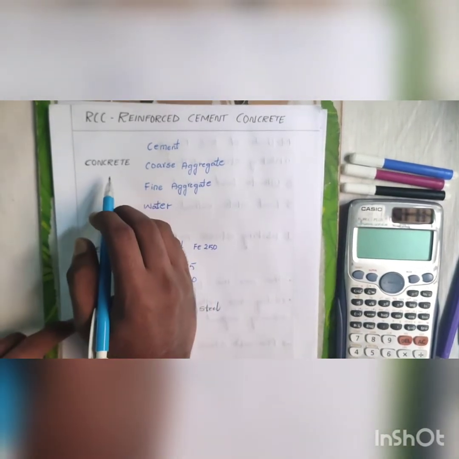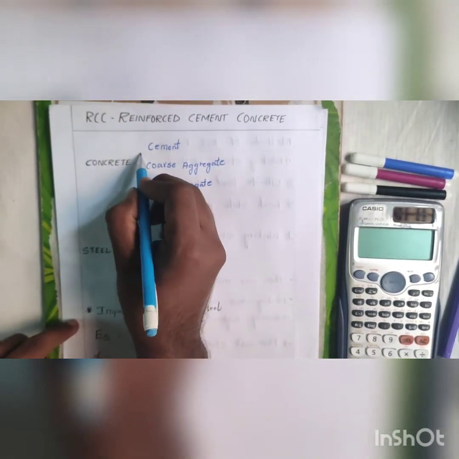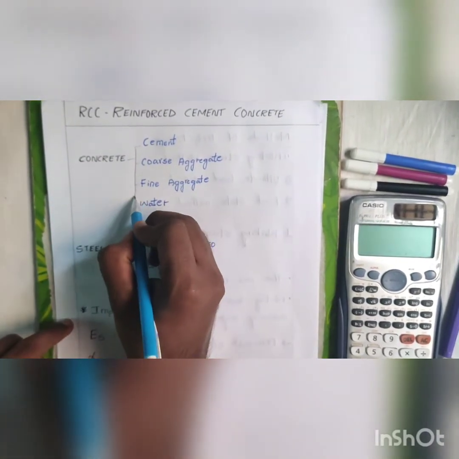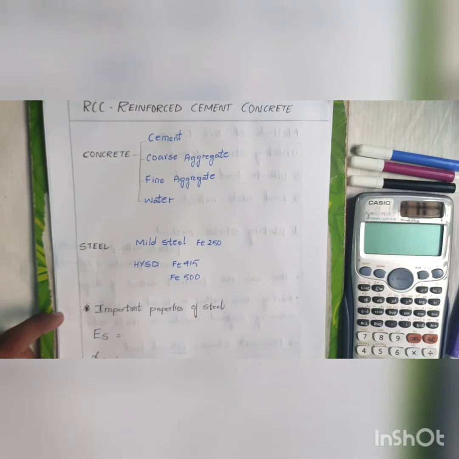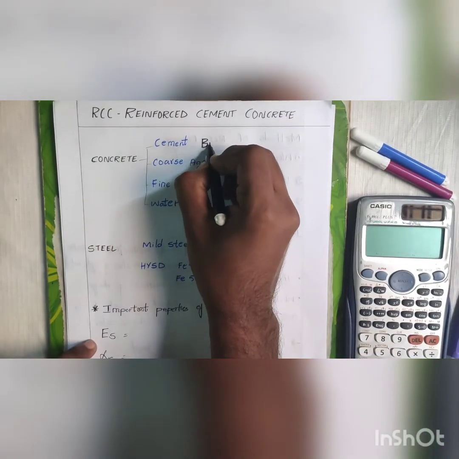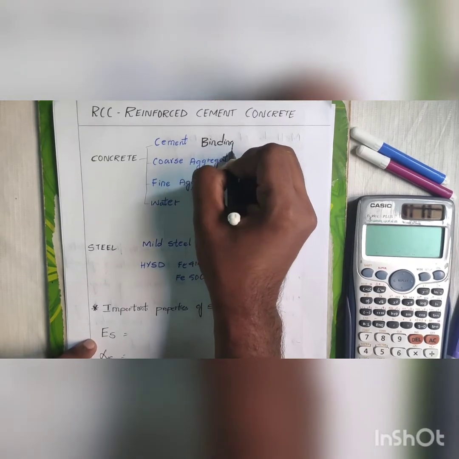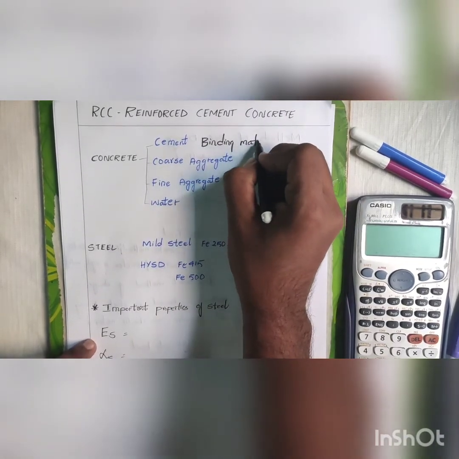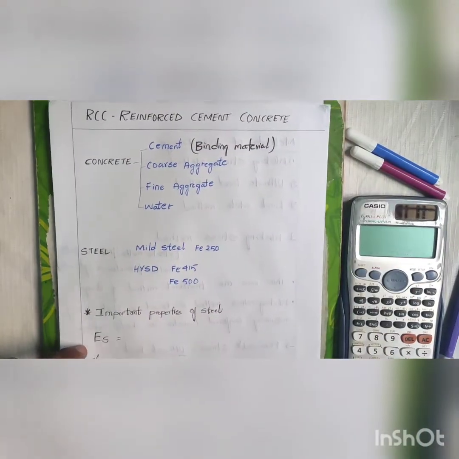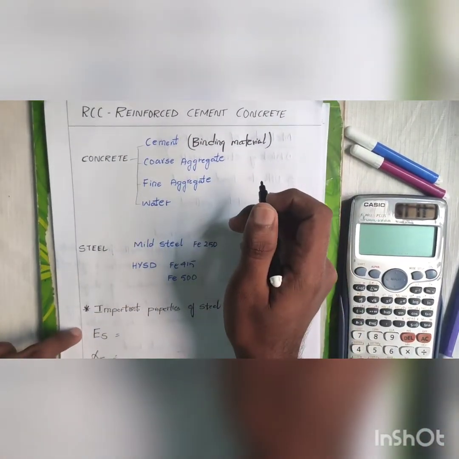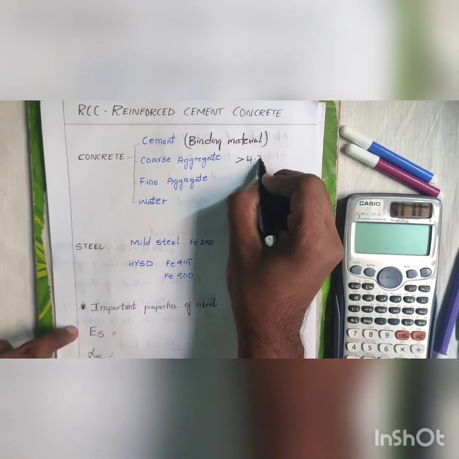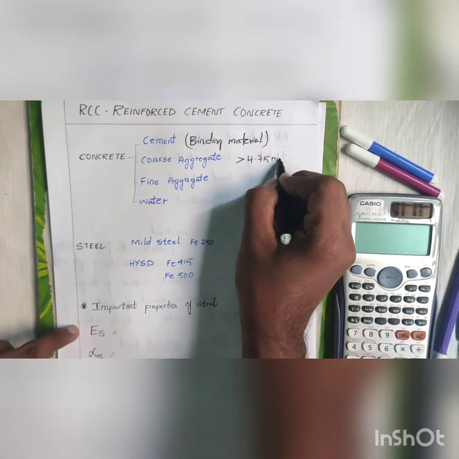So concrete is basically a mixture of cement, coarse aggregate, fine aggregate and water. What is cement here? Cement is a binding material. Okay. And what is coarse aggregate? Coarse aggregate is the particles whose size is greater than 4.75 mm.